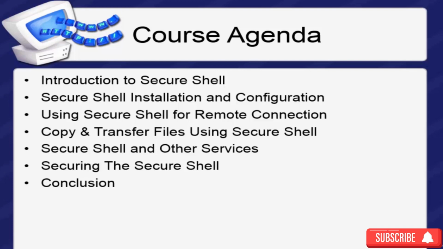After that, we will start working practically with Secure Shell from the third part. We will learn how to connect to a remote machine to administrate it and execute commands on it. Then we will learn how to copy and transfer files between two machines using Secure Shell, and how to use other services such as the VNC service with Secure Shell. Finally, we will end this course with techniques used to secure Secure Shell.